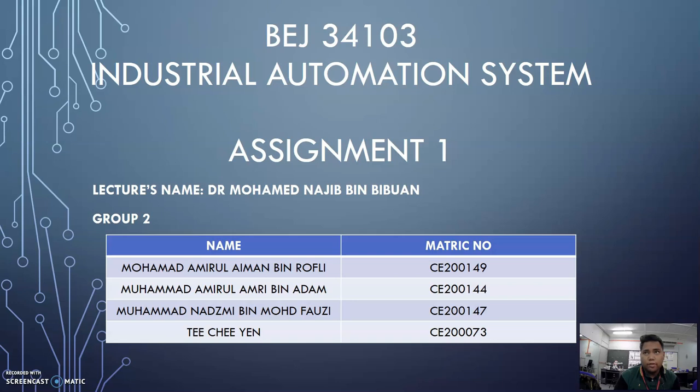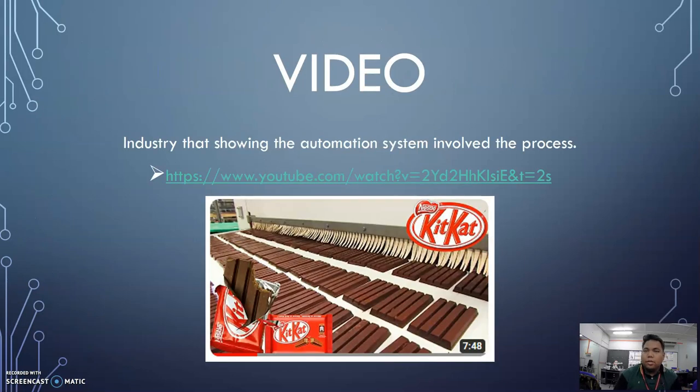For this video, we want to talk about the industrial automation system in an industry factory. We chose the KitKat industry. This is a video we took from YouTube, showing the KitKat factory. So we can find many sensors and actuators in this factory.